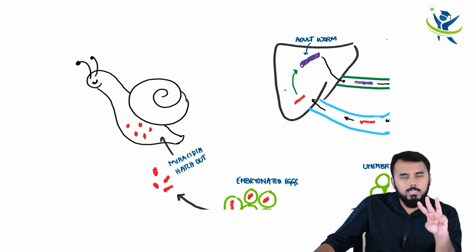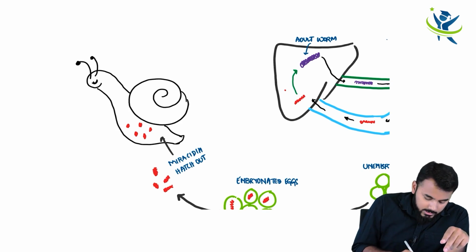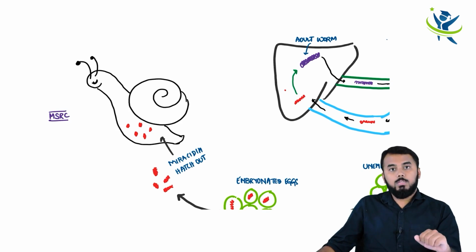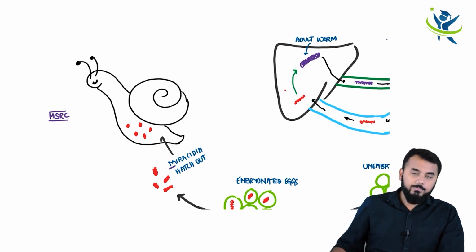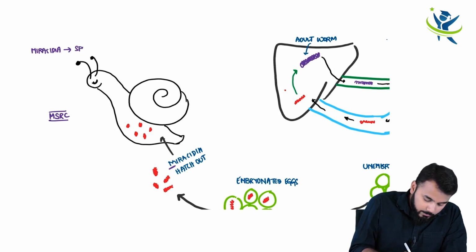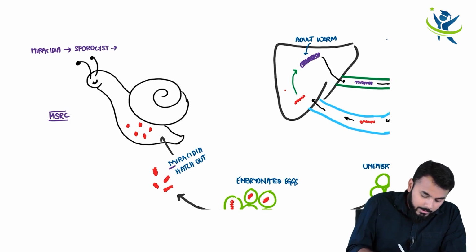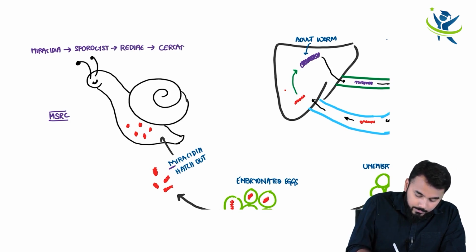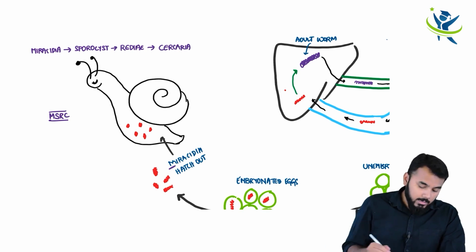Within the snail, there are 3 stages I always tell you, right? What are those stages? MSRC. Remember this for all trematodes. What is M? M is miracidia. Miracidia will develop further into sporocyst. Sporocyst will further develop into rhedia, and rhedia will further develop into cercaria.